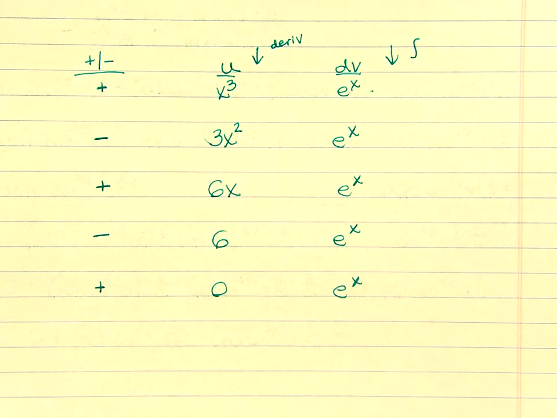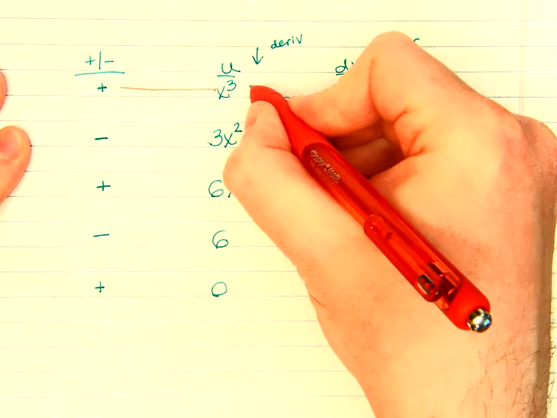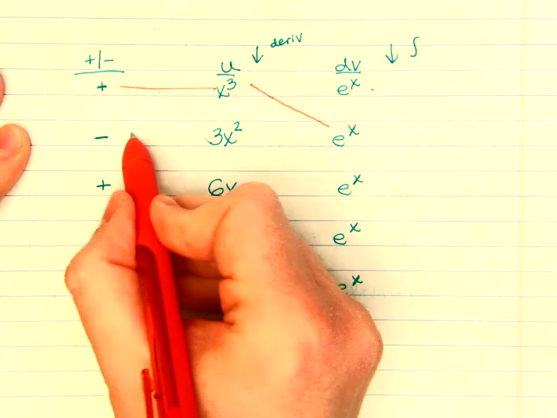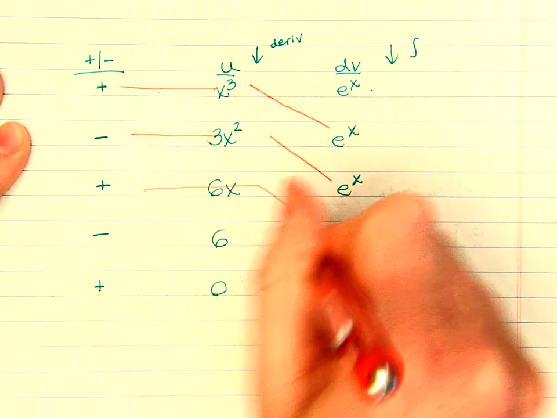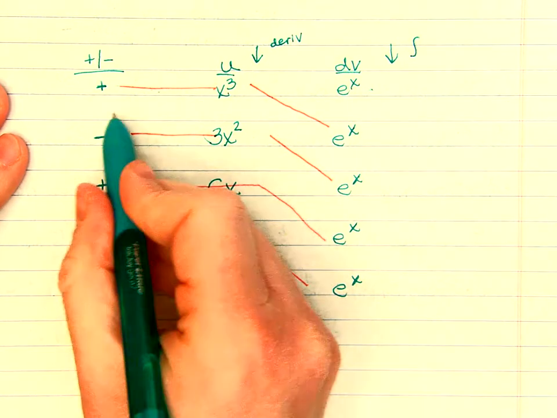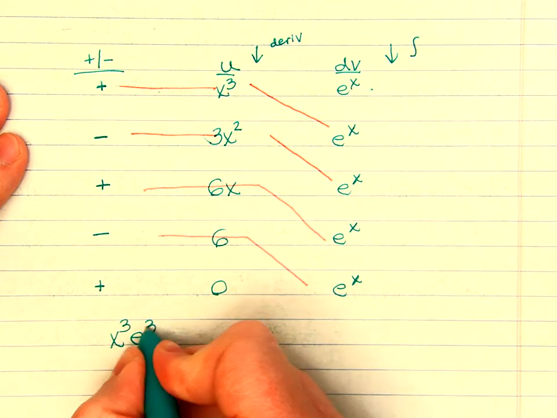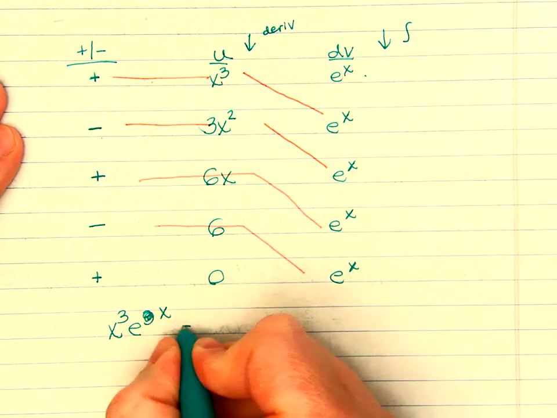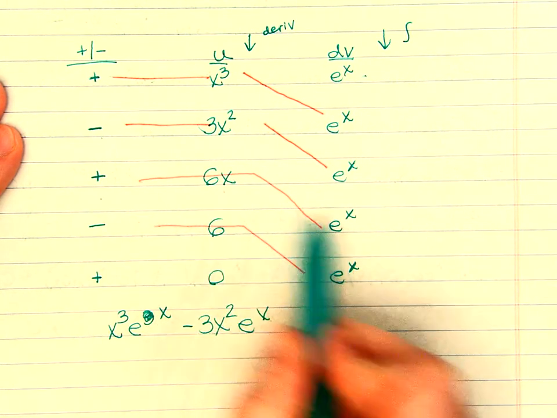Now, how am I going to piece all this together and get an answer? I'm going to take the sign and attach it to my u and multiply that by my first v, the integral of your initial dv. Then the sign with my u and my next v, the integral of that. And then these, and then those. I'm going to string all this together, and I'm going to get positive x cubed e to the x, minus 3x squared e to the x, plus 6x e to the x.